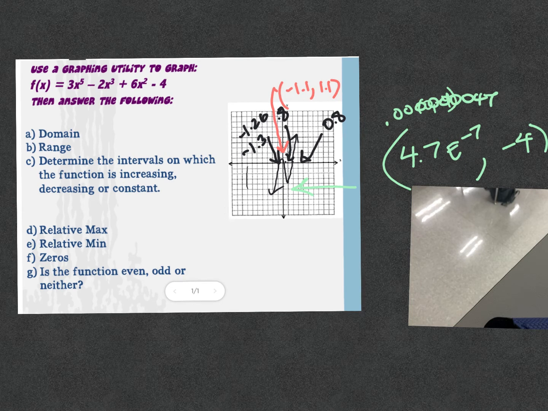Domain on this graph would be what? Manuel. Negative infinity to positive infinity. Good. My arrows are going to point left and right. What's range on this graph?